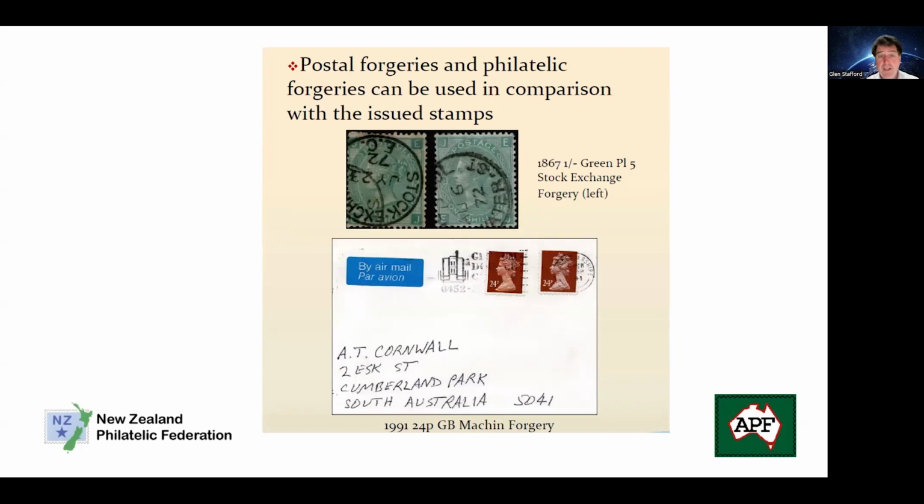Postal forgeries can be used in comparison with the stamp issues. It also shows knowledge if you put in a forged stamp and you can describe it as a forgery, rather than not knowing it was a forgery and just sticking it in there. As you can see down below is the GB Machen's forgery. If you look quite closely, there are a lot of differences, so you can pick that up.